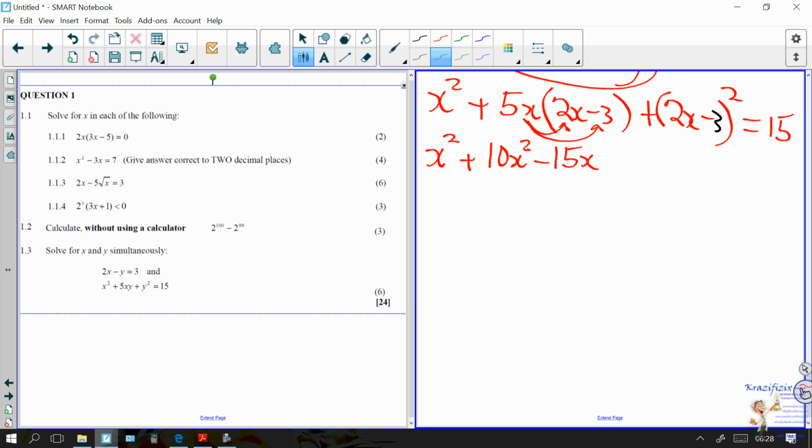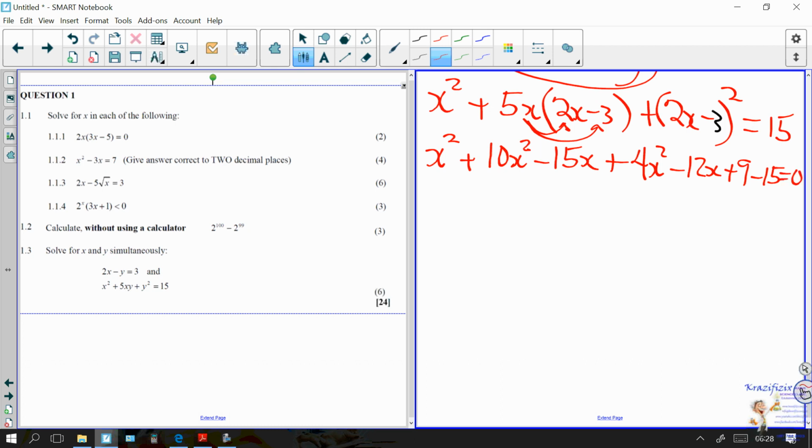And if you expand this, what am I going to have? 2x times 2x will give me what? 4x squared. 2x times 3 would give me minus 6x. So it's minus 6x minus 6x, which gives negative 12x. Negative 3 times negative 3 will give me positive 9. And I bring my negative 15 and say it's equal to 0.